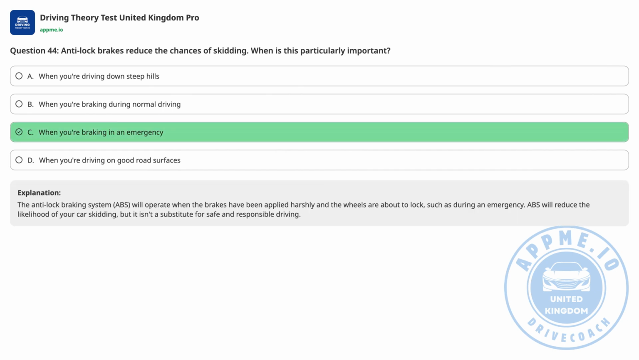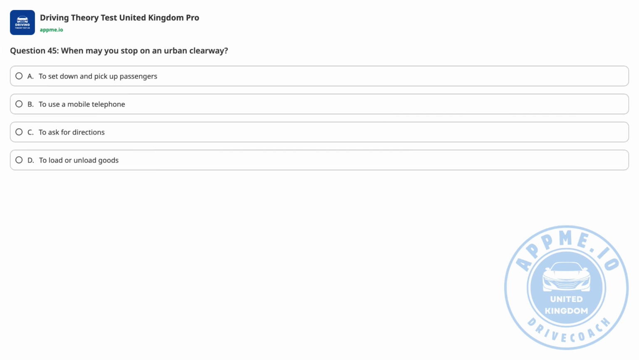The correct answer is C. Question 45. When may you stop on an urban clearway? A. To set down and pick up passengers. B. To use a mobile telephone. C. To ask for directions. D. To load or unload goods.